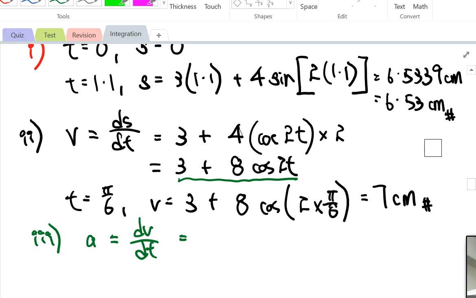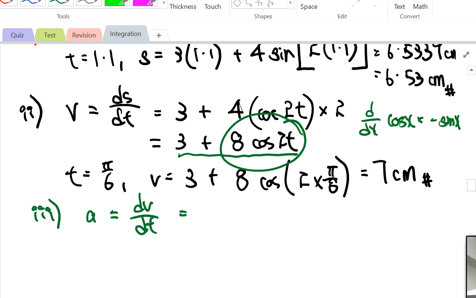Sorry, I'm going to write it out again. So when you differentiate cosine x, I will get negative sine x. So how do I differentiate this one? 8 cosine 2t. Negative 8 sine 2t. Not enough. Is it?